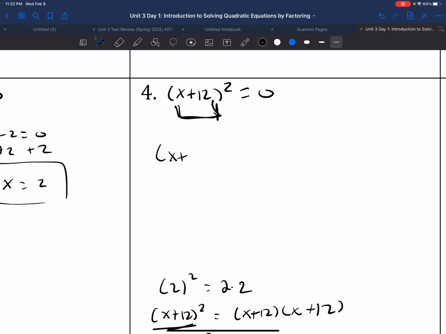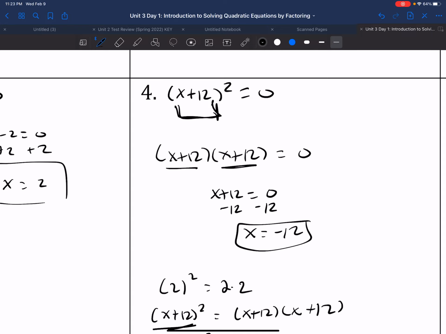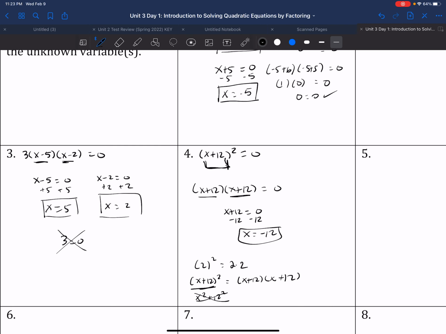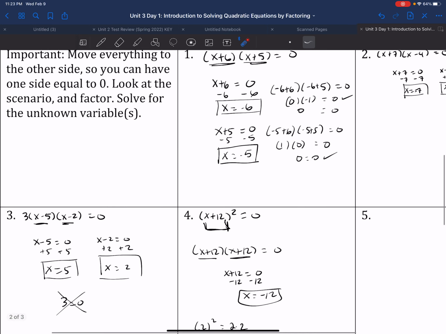So what is this again? x plus 12 times x plus 12 is equal to 0. Well, they're the same thing, right? I'm just going to set one of them equal to 0. And then this is what I get. x is equal to negative 12. Okay? So all of these x's, it means that if this is negative 12, my y value is going to be 0, x-intercept, or 0. If this is negative 5, then that means that this is my 0 for this part of the function or equation. And that's an x-intercept, right?